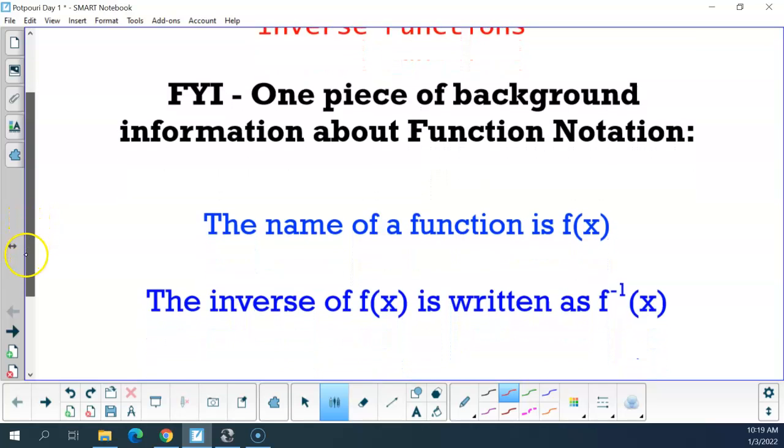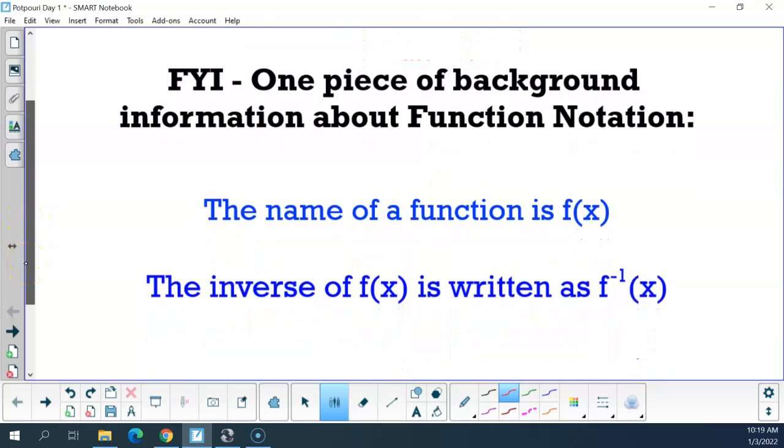Today, we're talking about the inverse of f of x. So the notation, how we would write it, would be f, or the name, g, h, q, whatever the name of your function is, and then an exponent of -1, and then the variable. So this one gets read the inverse of f of x. That's how we say it.